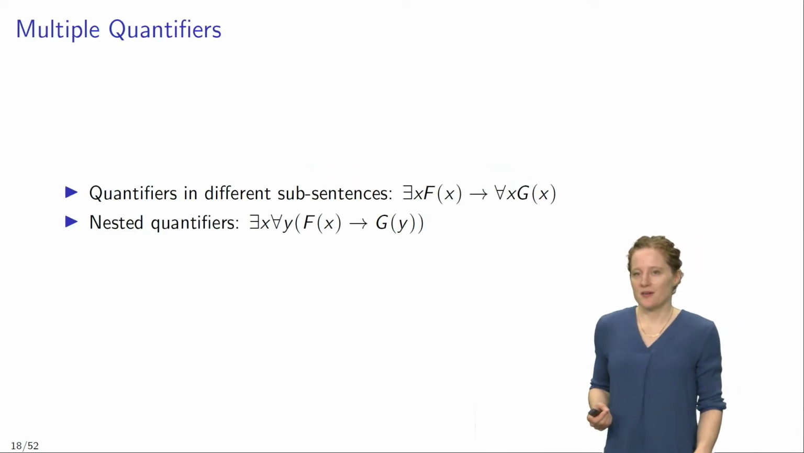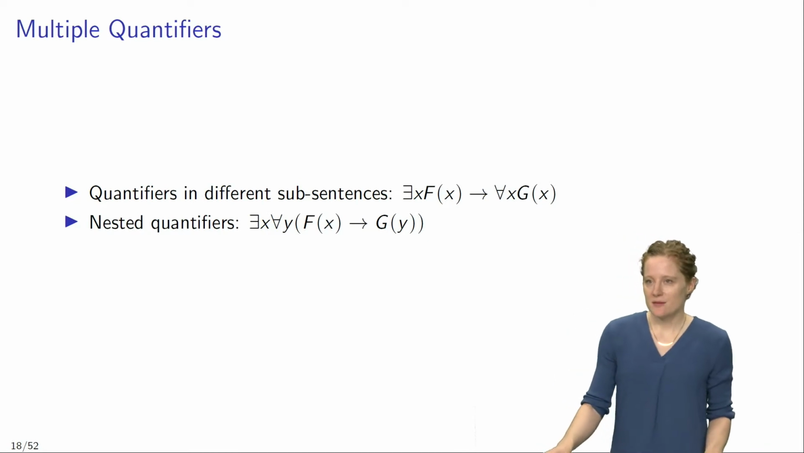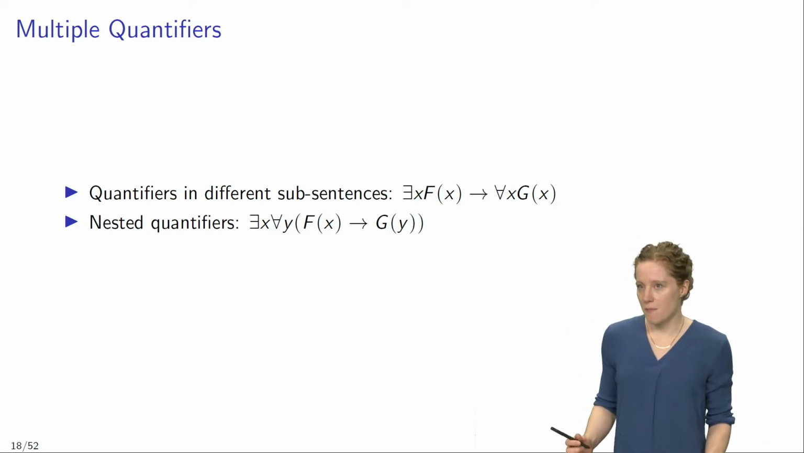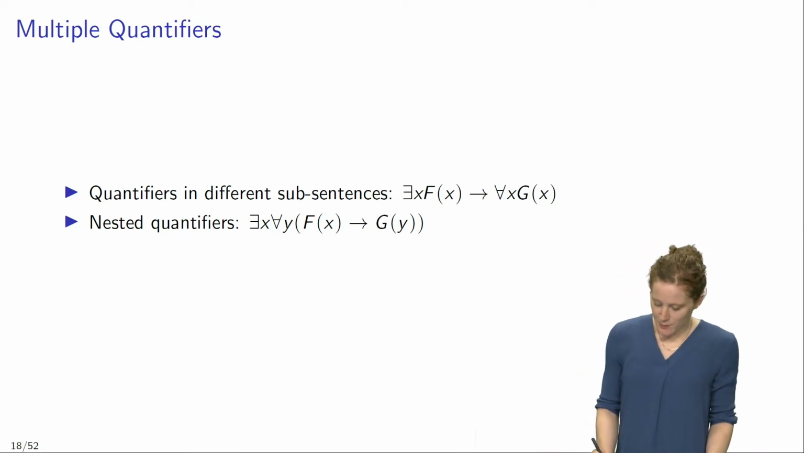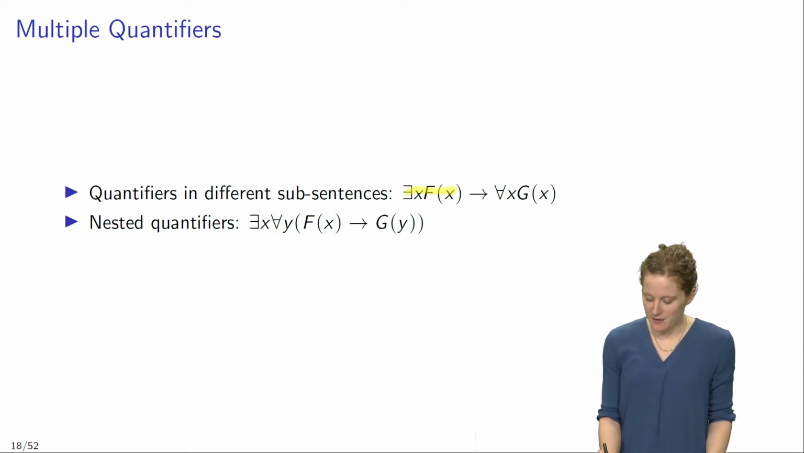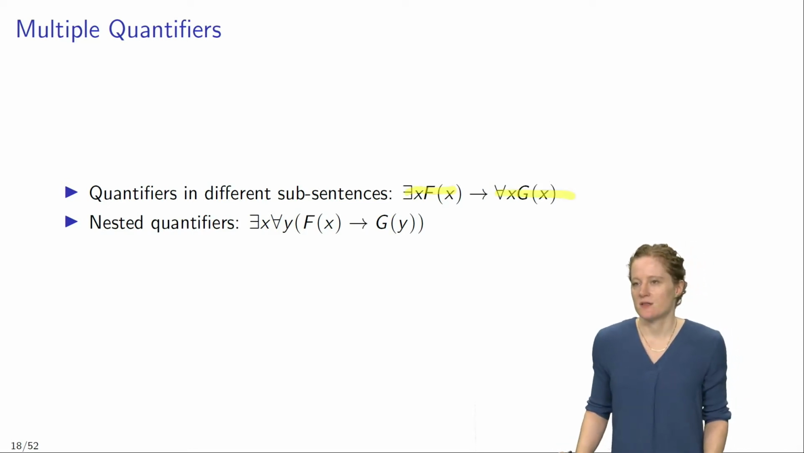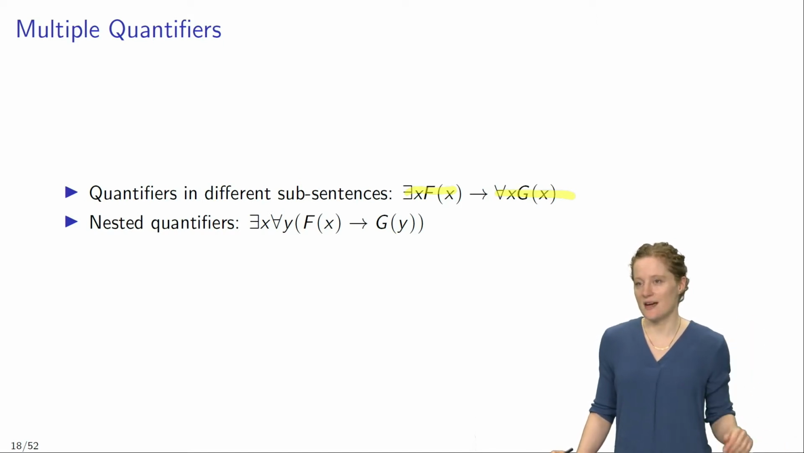So here's an important distinction. Sometimes you have a sentence that uses multiple quantifiers where the quantifiers appear in different subsentences. For example, you can say that there is an x. If there is an x which is F, then all x are G. That's a good FOL sentence. You haven't violated any grammatical rules.